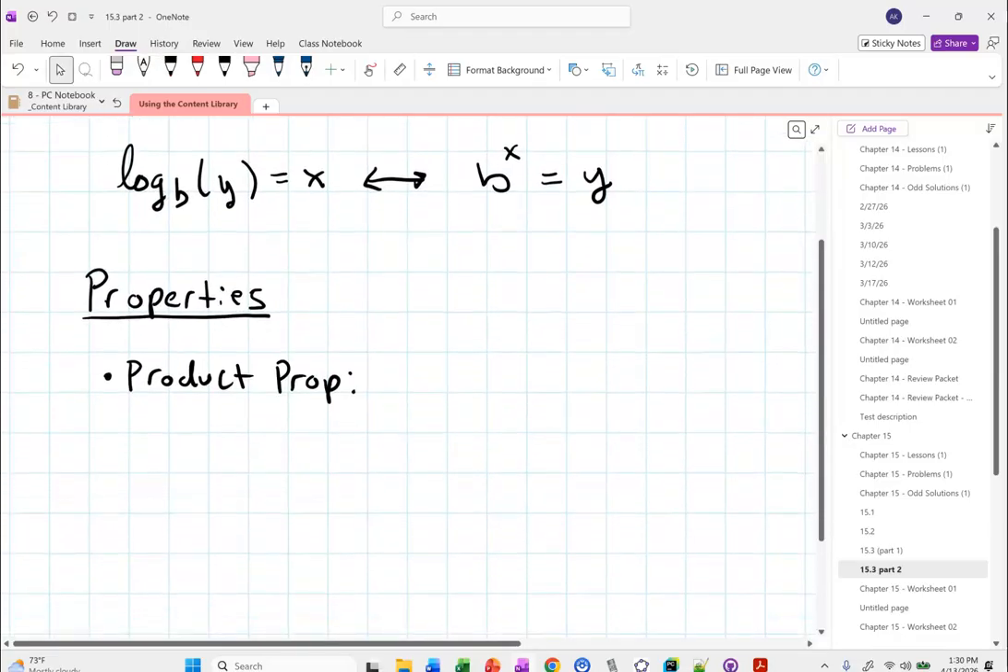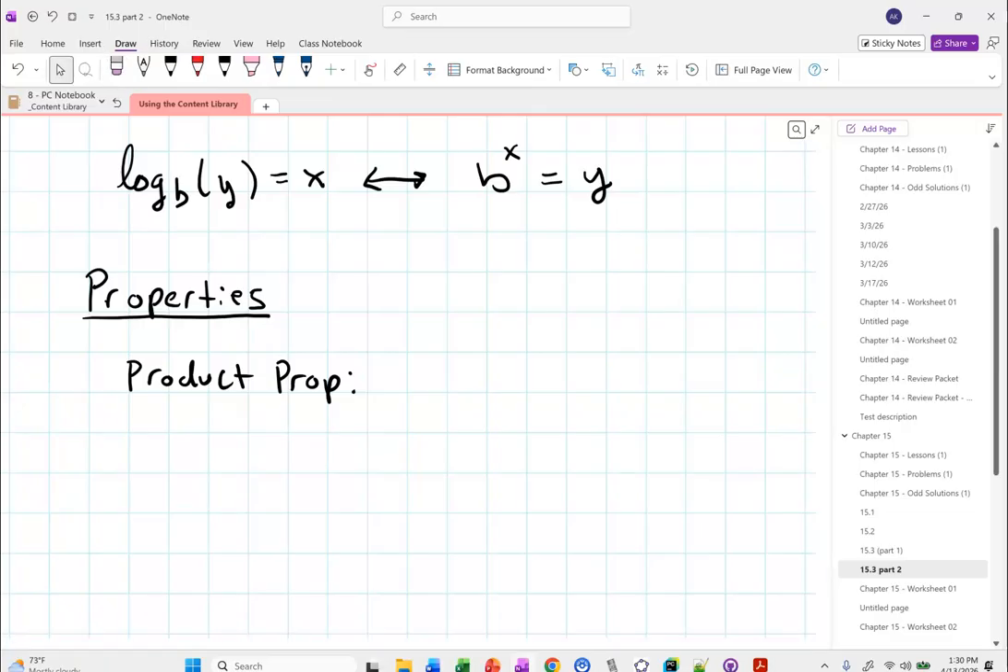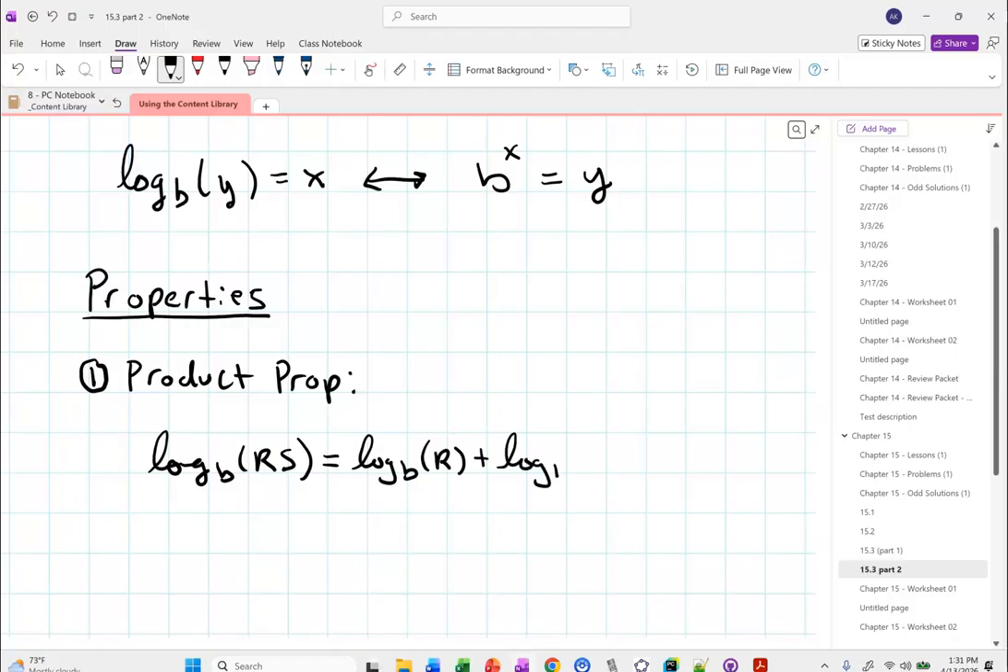So we're going to see 4 properties. The first property is the product property of logarithms. What that says is that the product inside a logarithm is the same as the sum outside the logarithm.